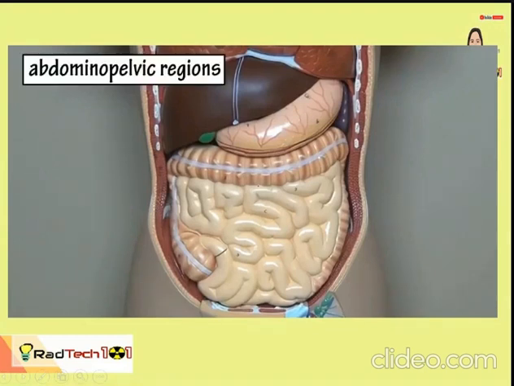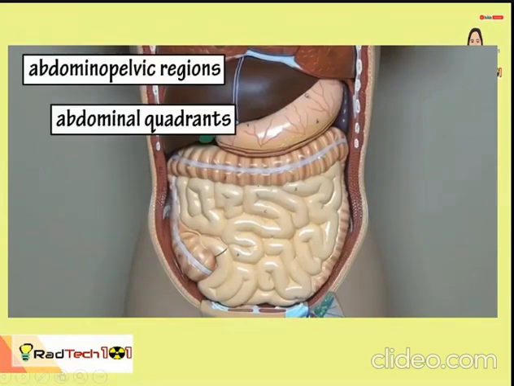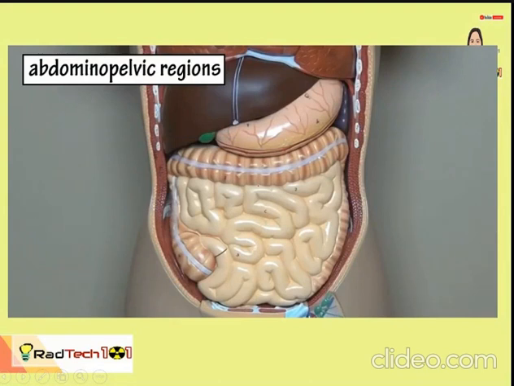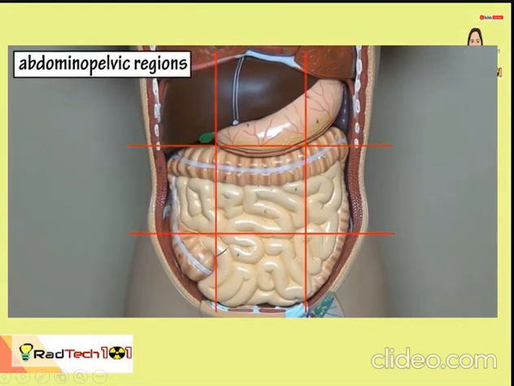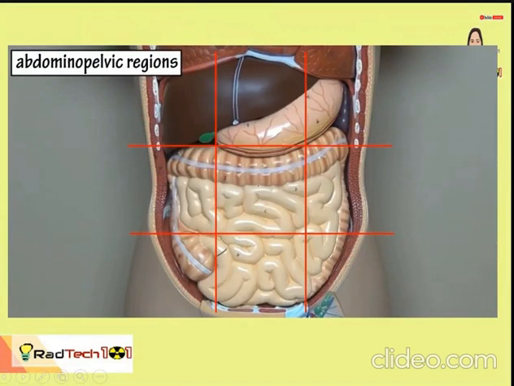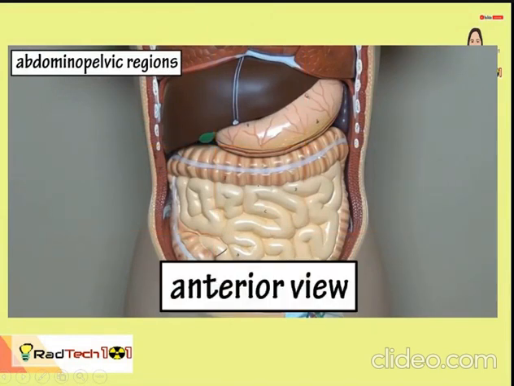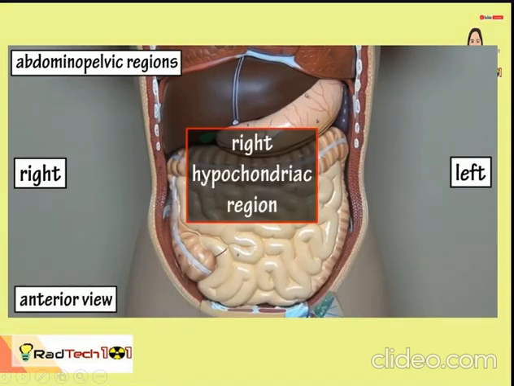Abdominal pelvic regions and abdominal quadrants. Abdominal pelvic regions were created to make it easier to locate organs and diagnose the source of abdominal pain. These regions are divided into 9 sections, which are set up like a tic-tac-toe board. Looking at the body from the anterior or front view will make right and left appear backwards. But these are named in reference to the body itself, not a viewer of the body. So now we're going to go through all 9 regions and map them out, starting with the right hypochondriac region.